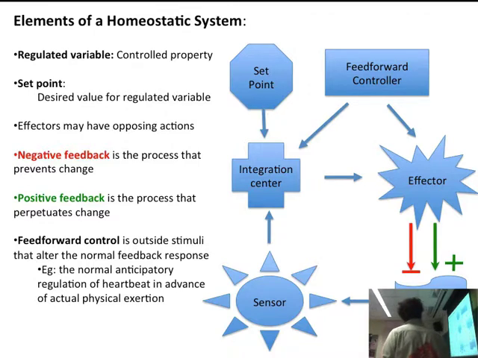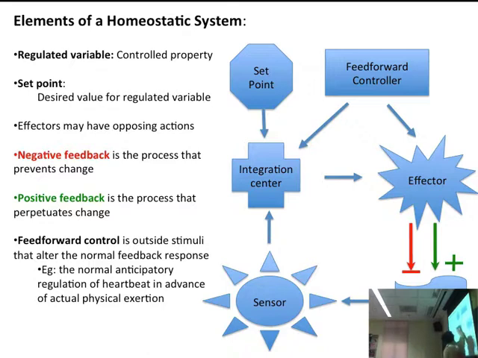Here are the elements of a generalized homeostatic system. This is outlined nicely in the Basic Principles book. There's some kind of regulated variable, whatever it happens to be. It can be body temperature, because that's an easy one. And then there's some sort of sensory mechanism that we're using to sample this variable that is sending information to the integration center. That can be an endocrine tissue, it can be the brain, central nervous system.